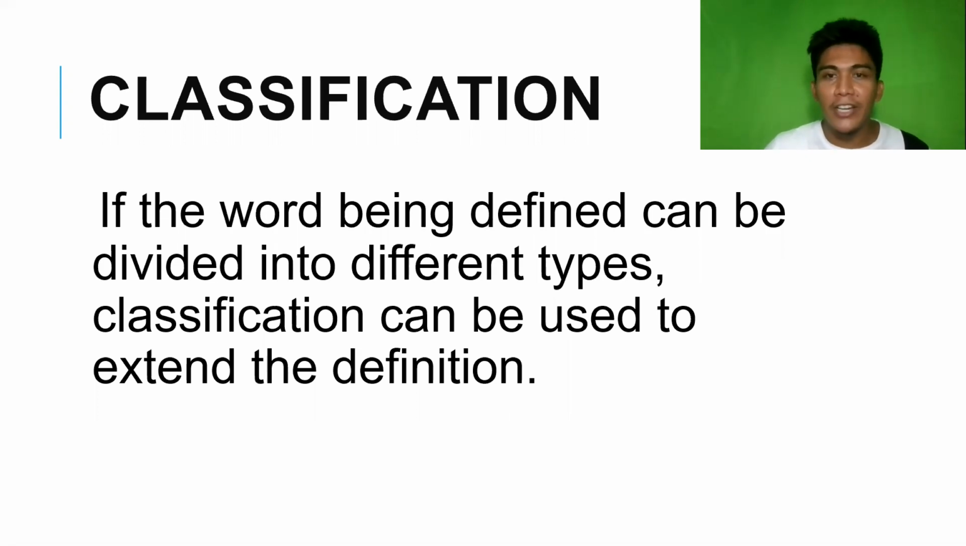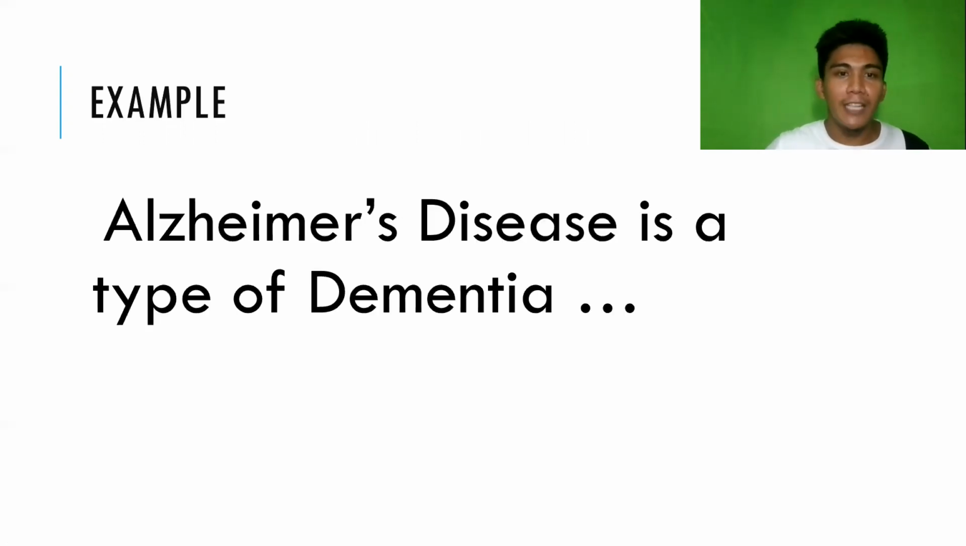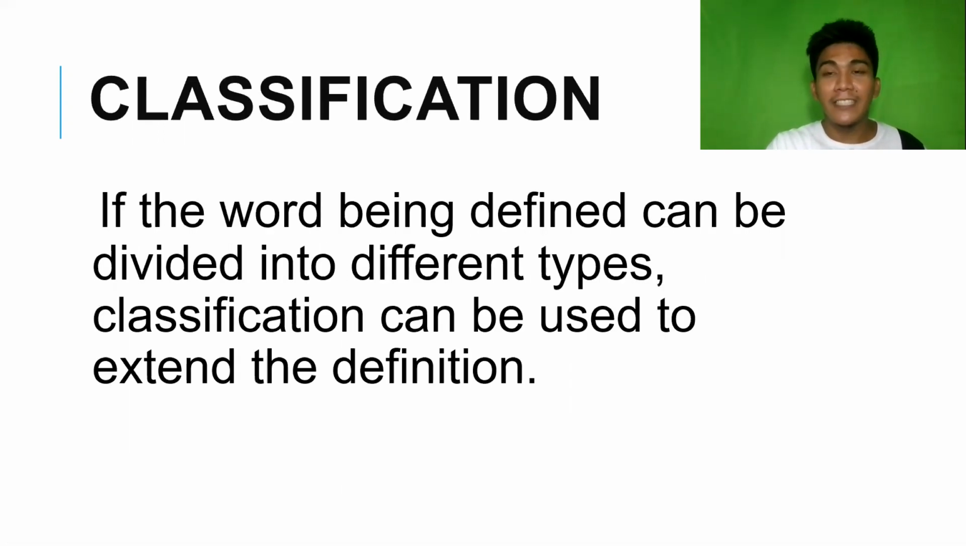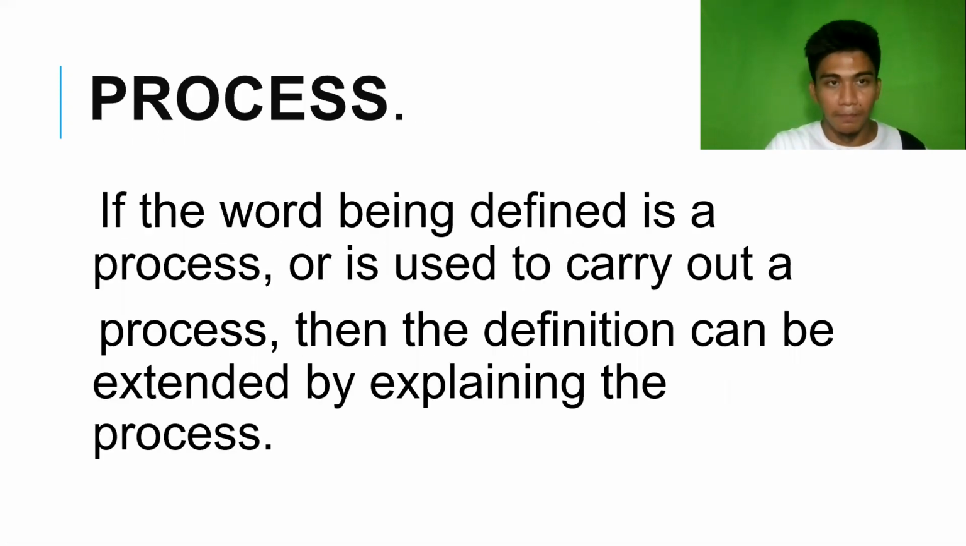Classification: if the word being defined can be divided into different types, classification can be useful to extend the definition. For example, Alzheimer's disease is a type of dementia. Dementia is the umbrella term, and Alzheimer's disease is the classification.